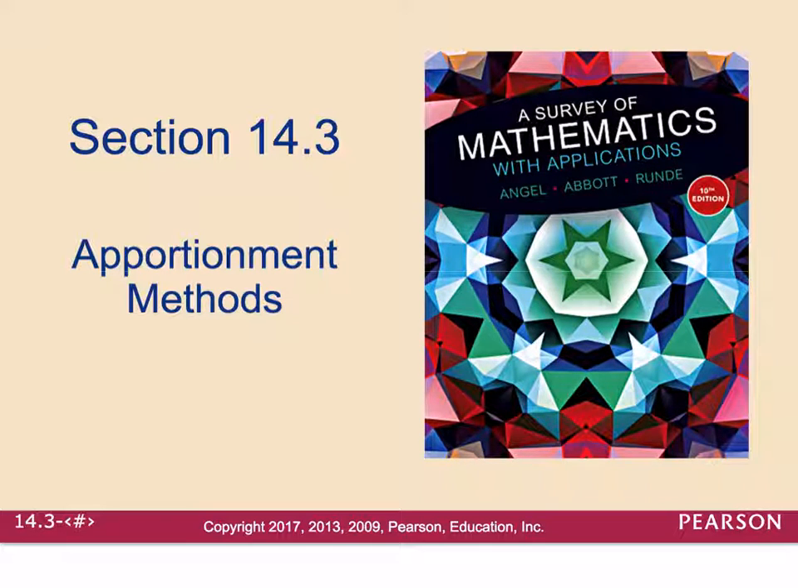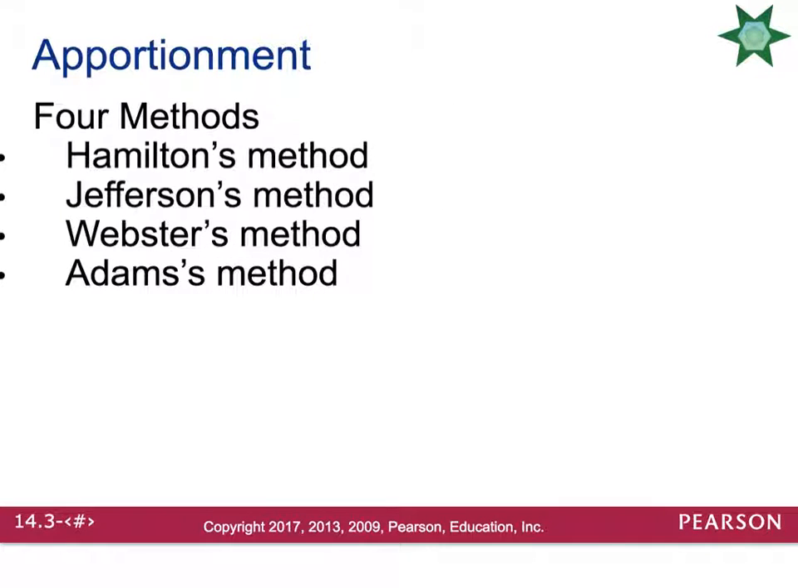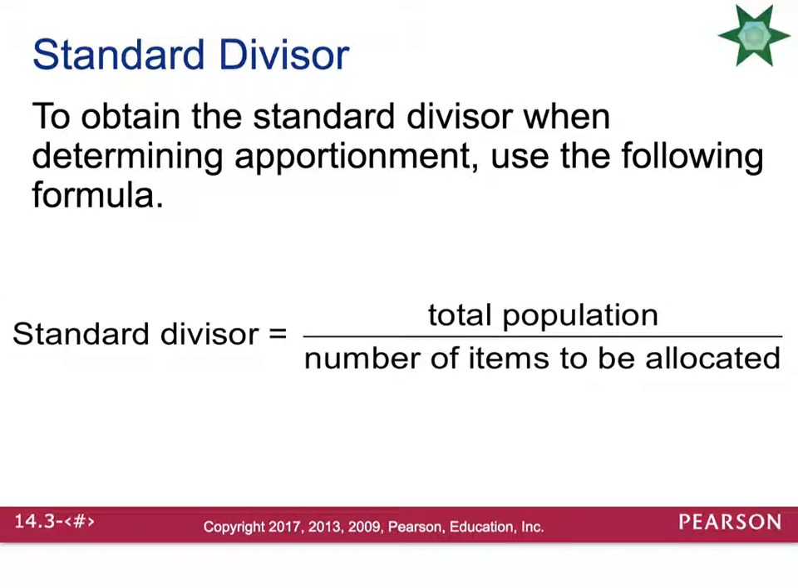For example, how many police officers does one precinct get in a certain city? How many nurses should go on a certain shift based on need? So that's what we're going to talk about today. The goal of apportionment is to determine a method to allocate the total number of items to be apportioned in a fair manner. There are 4 methods we're going to talk about today: Hamilton, Jefferson, Webster, and Adams.